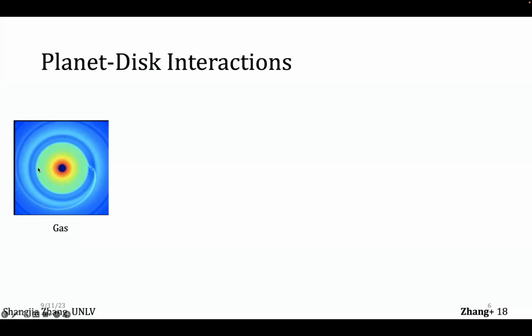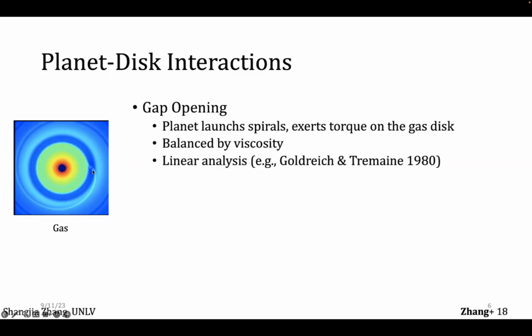This is a quite typical planet-disk interaction simulation. The planet is fixed here, and the planet mass is around a Saturn mass. The planet can launch a spiral, and this spiral will exert a torque on the disk and open a gap. But the gap cannot be opened indefinitely because the disk has viscosity, which tries to close the gap.